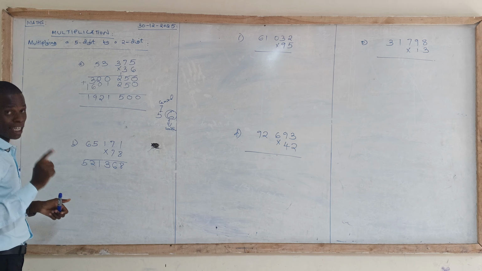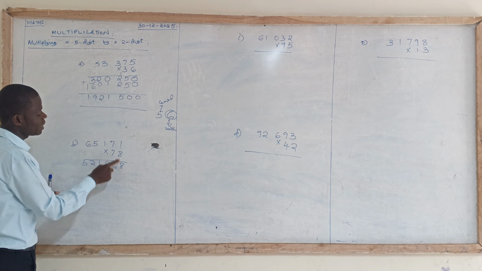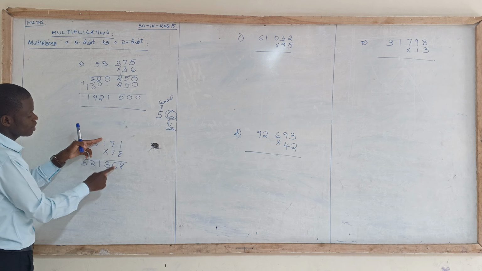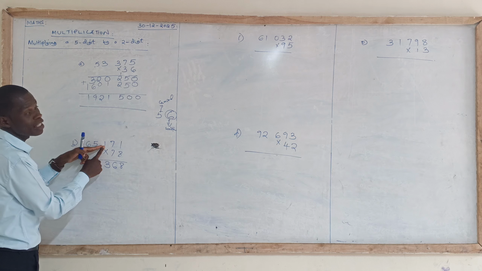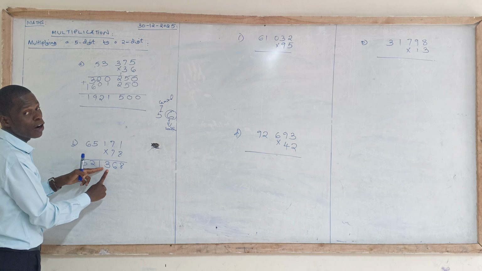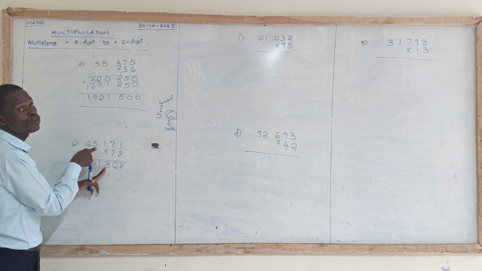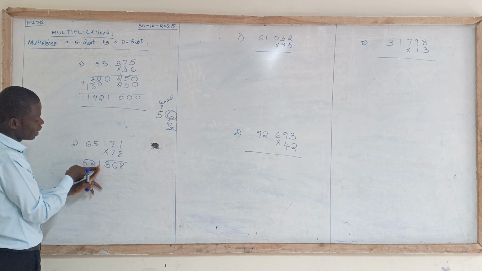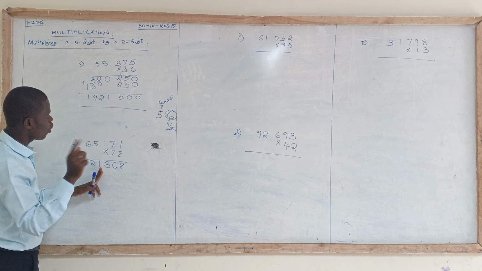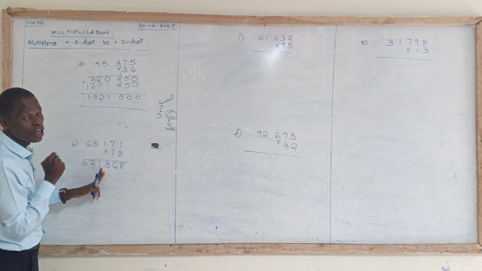Let us do it again. Remember, to avoid confusion. 8 times 1, that is 8. 8 times 7, that is 56. We write 6, we carry 5. 8 times 1, what do you have? That is 8 plus 5. That is now 13. Write 3, carry 1. 8 times 5, 40. Plus 1 you carried, 41. Write 1, carry 4. 8 times 6, that is now 48, plus 4 you carry 52.